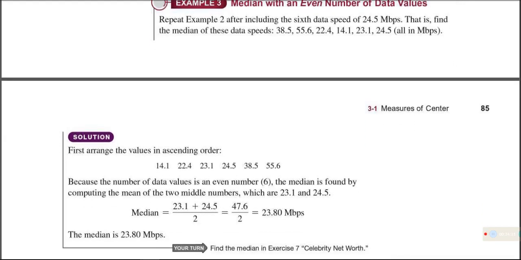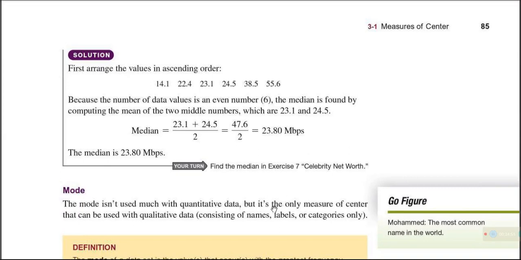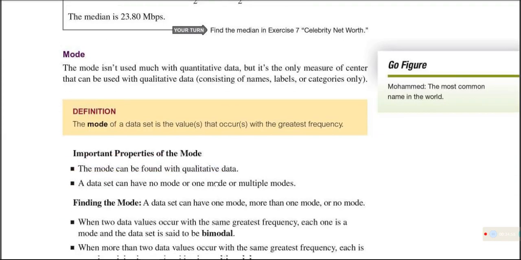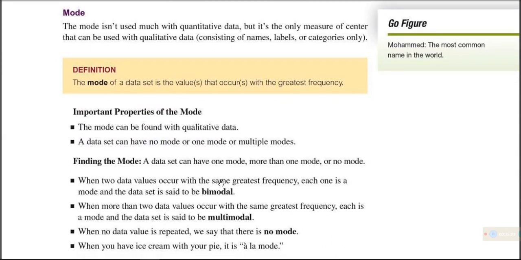Hindi pa natatapos dyan. Kung meron kang dalawang gitna, hindi mo pwedeng sabihin na ito yung median 1, ito yung median 2. Ang gagawin mo, kukunin mo yung average nung dalawang gitna. So, 23.1 plus 24.5 divided by 2, you will end up with 47.6 divided by 2 or 23.80. So, sana maliwanag yung aking pagkaka-explain. If you have any questions, kindly send me a message.